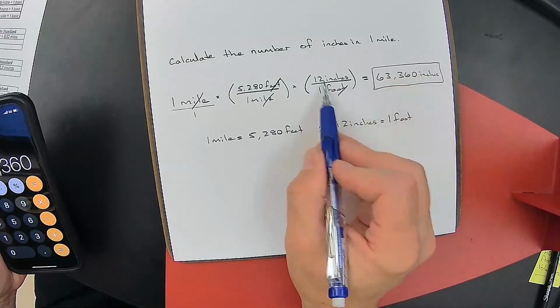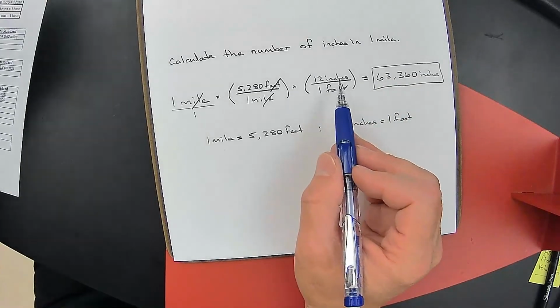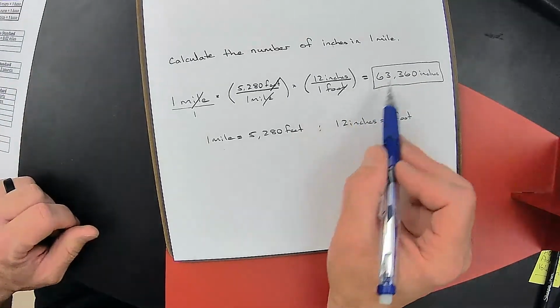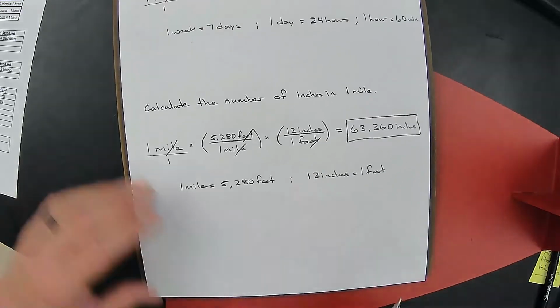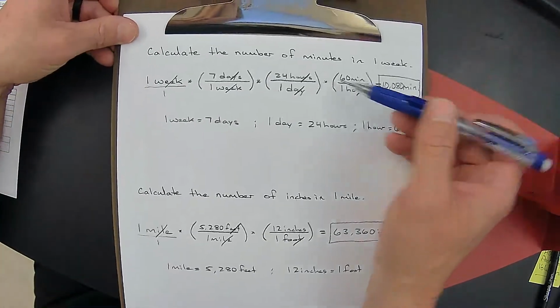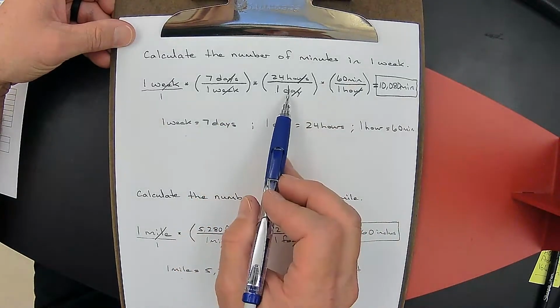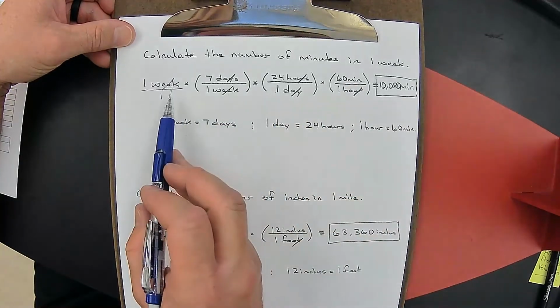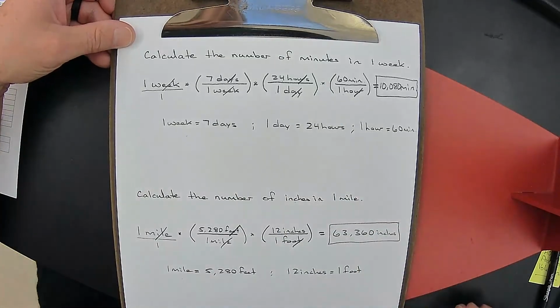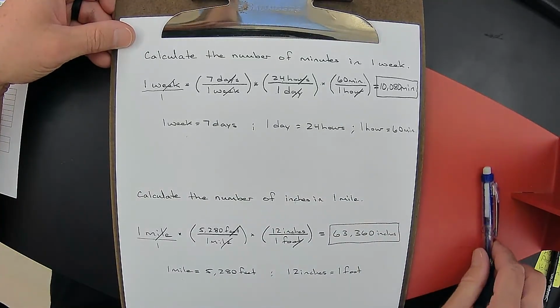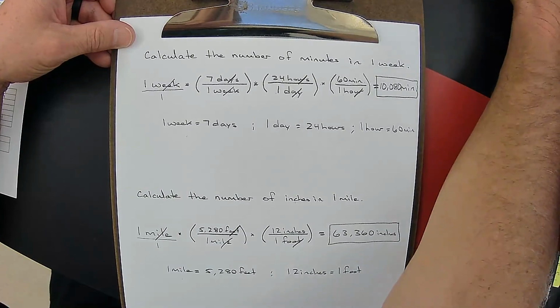If we didn't quite get to the answer that we wanted in terms of inches, we could have just added another conversion factor and kept going. So these are a couple of examples of how to use multiple conversion factors when you're converting units. This process is called dimensional analysis. I hope this helps with dimensional analysis.